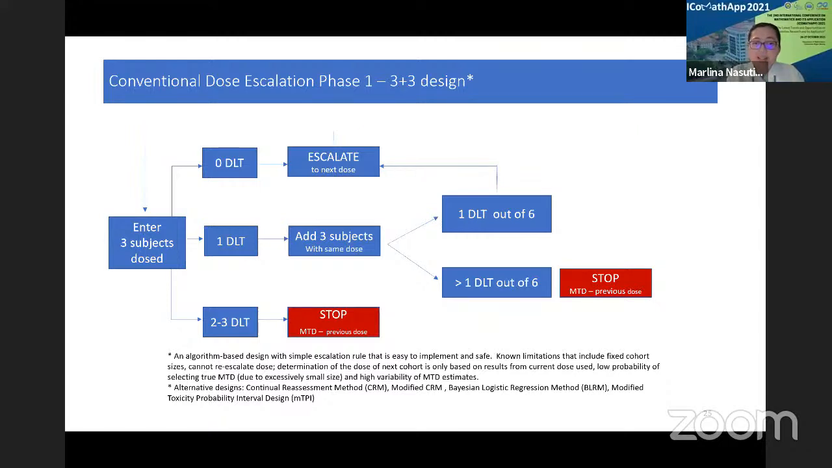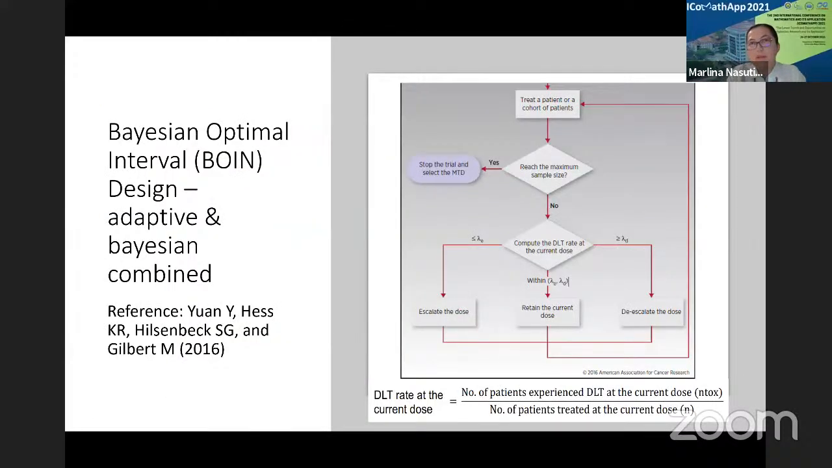So there are alternative designs to this 3+3 design, like listed here. But one design that lately is becoming more and more used because of the flexibility and because it is easy to understand, and in fact, this design also has the 3+3 design as a special case. This is a combination of adaptive and Bayesian. Basically, they use adaptive and Bayesian. We can see here the Bayesian optimal interval design. So this is the name of the design.